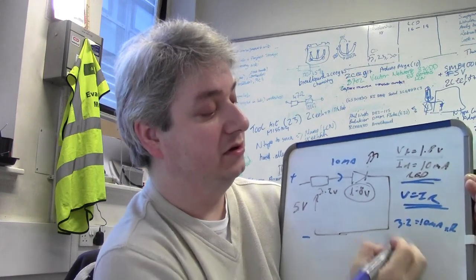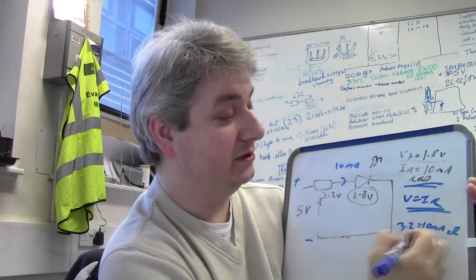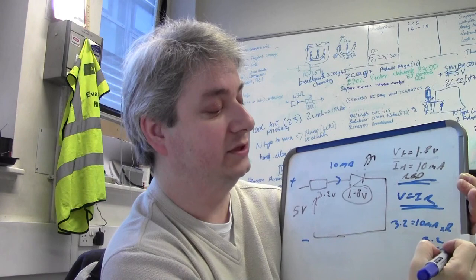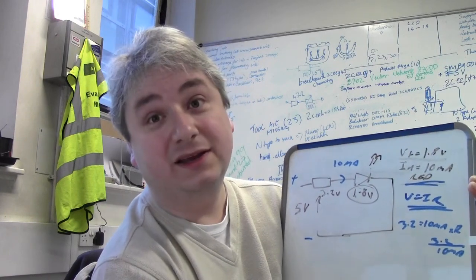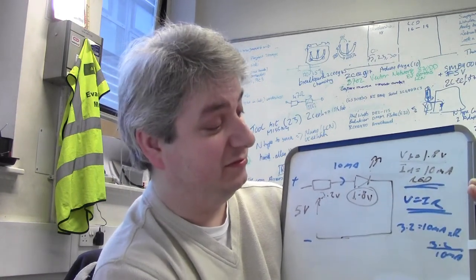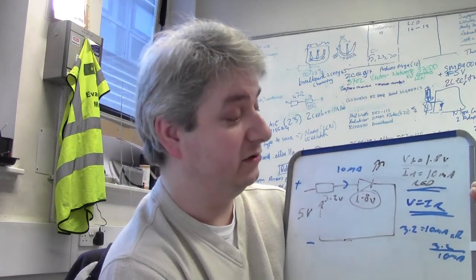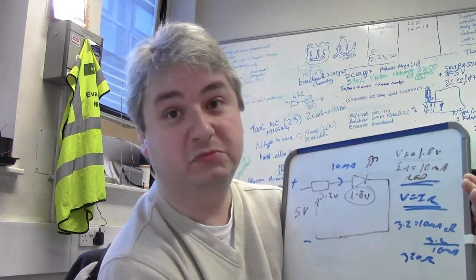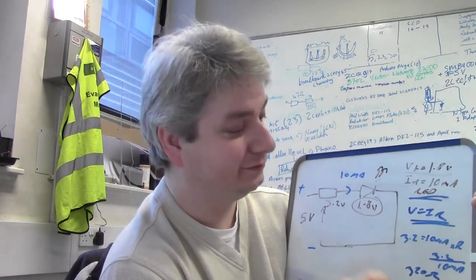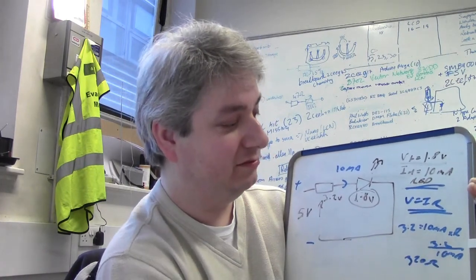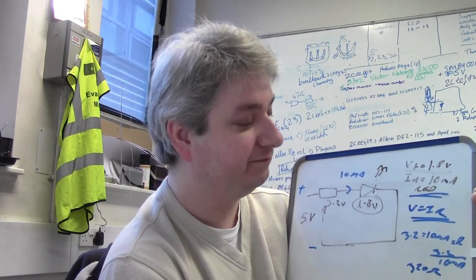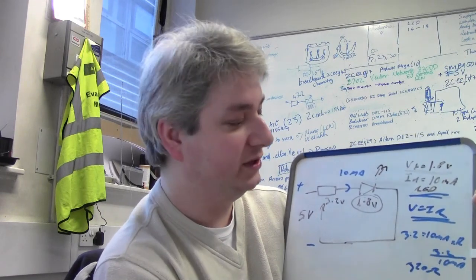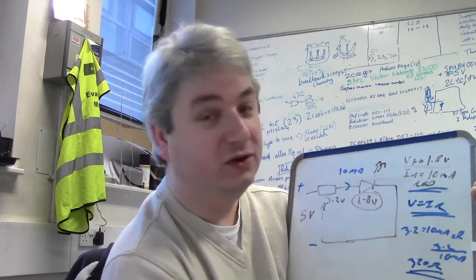We can easily work it out. It will be 3.2 over 10 milliamps, which gives us our resistor value of 320 ohms. Yeah, simple. It's not a lot to it. 3.2 divided by 10 milliamps is 320, so a 320 ohm resistor.